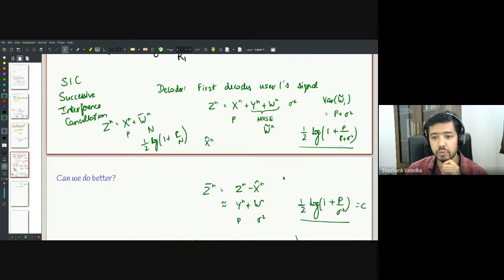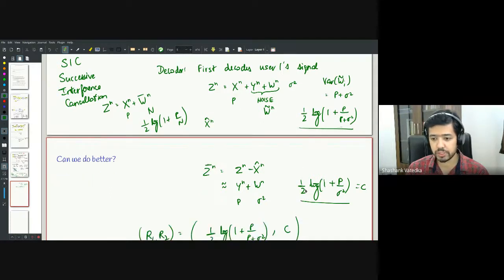Okay, and now that you have decoded xn, you already have zn, which is something that you have stored. So you get xn, and now you remove the component of xn. You have successfully decoded xn, so you remove that component from the received signal, and now all that remains is yn plus wn. Right? And then you try to decode yn from yn plus wn, and you can do that as long as your rate is half log 1 plus p over sigma square.